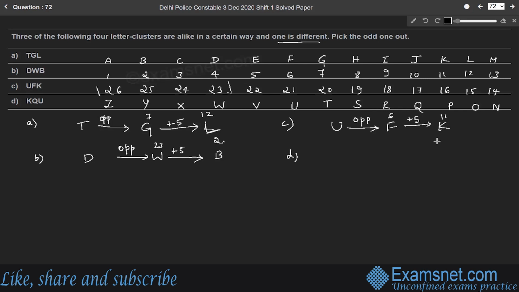Option D, K, Q, U. Positional value of K is 11. Its opposite is P. So Q is not opposite to K. Therefore, option D does not follow the pattern, where the first and second alphabets are opposite and the third alphabet is plus 5 more than the second alphabet. Therefore, option D is the odd one.